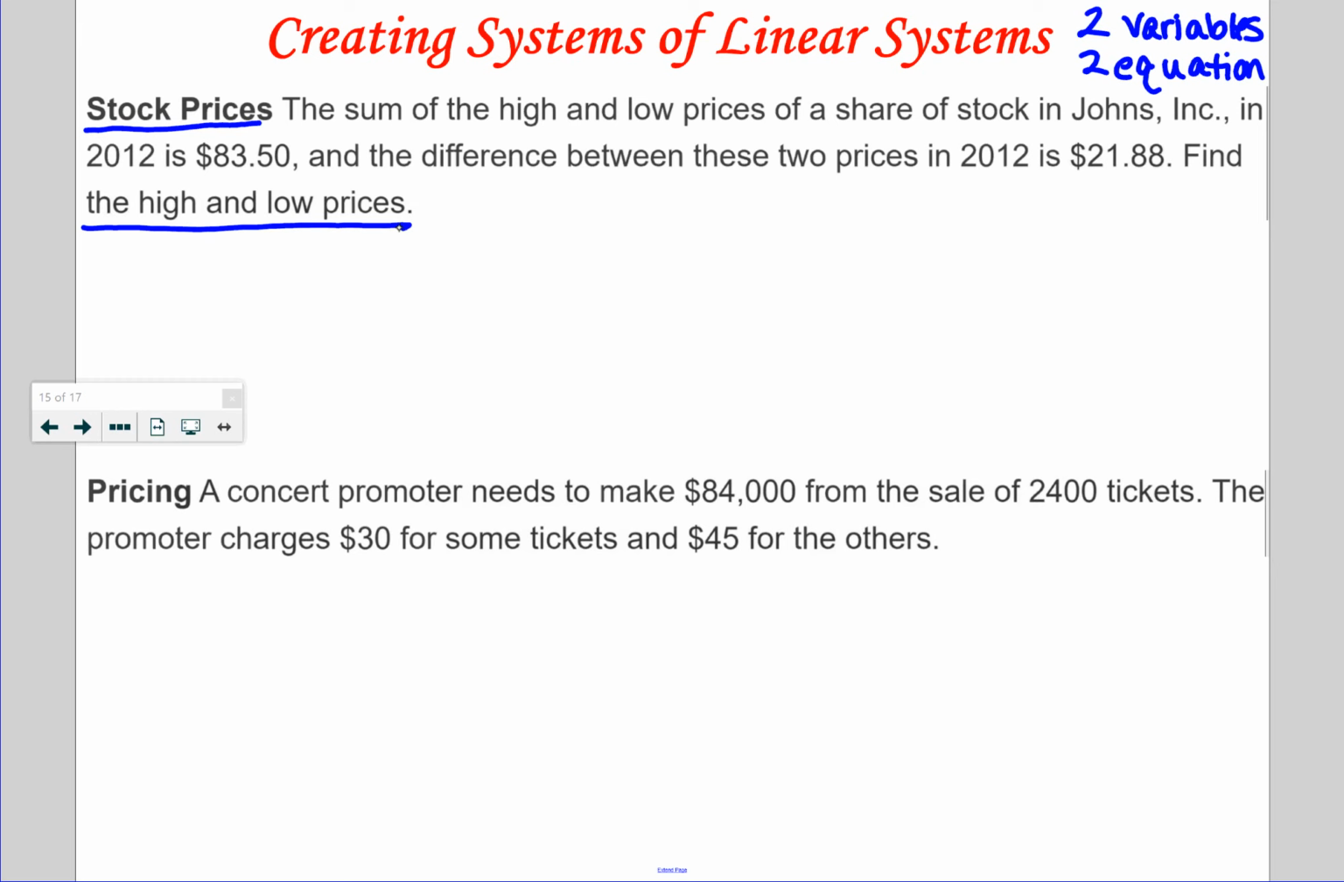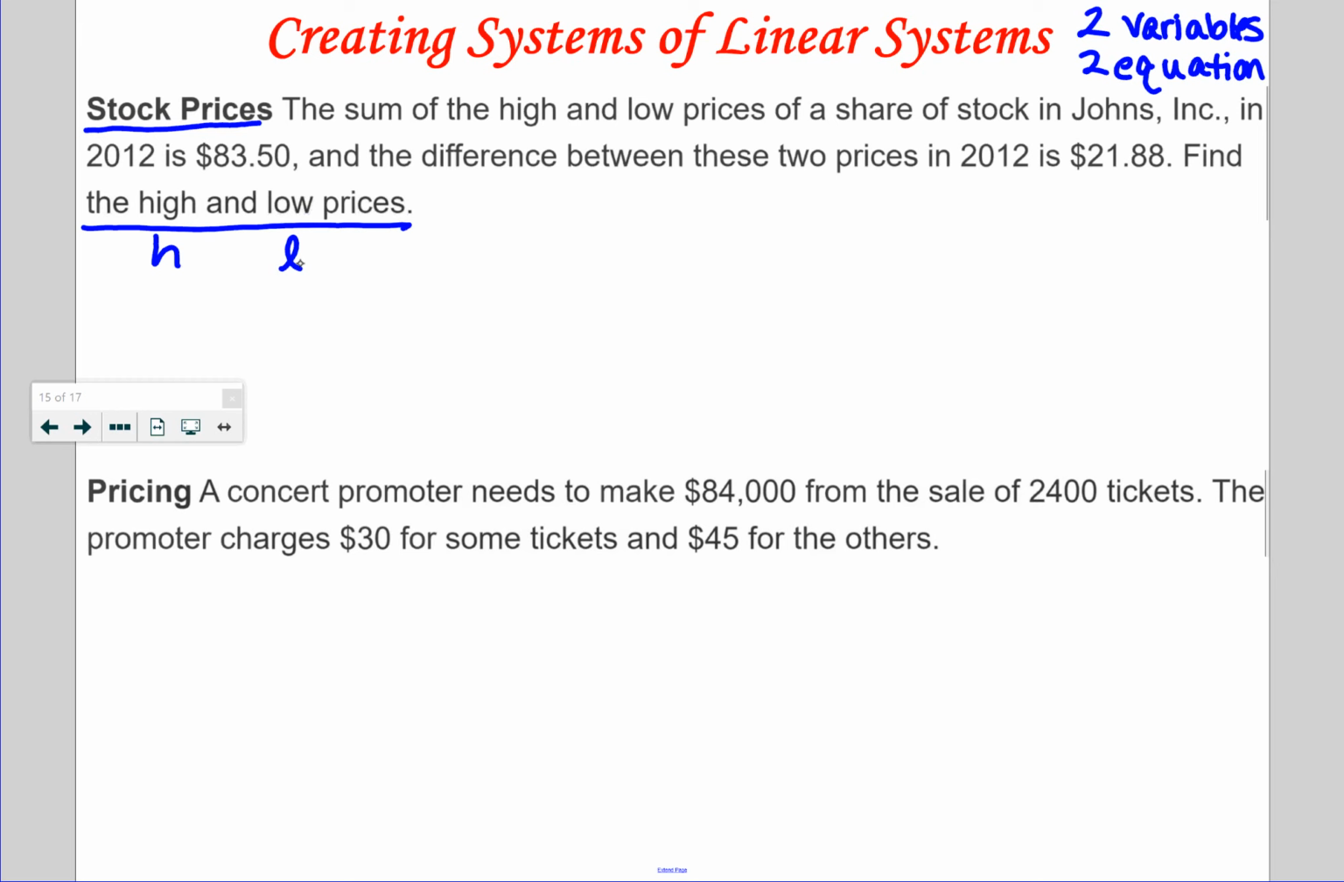You can use whatever letters you want to represent these. If it's me, I'm going to try to use letters that are easily relatable to what I'm solving for. So H for high and L for low. That way when I solve for H, I know immediately it represents the high price, versus if I use an X and a Y, I would then have to go back and figure out what that represented.